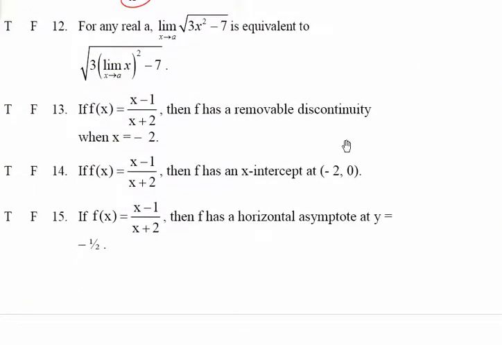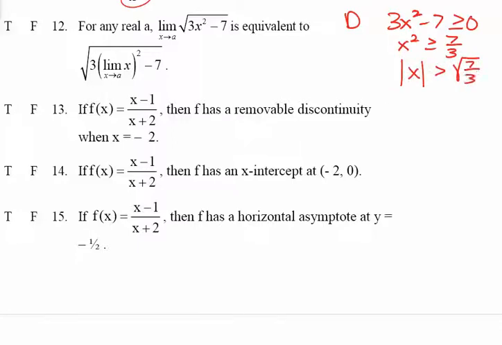In question 12, we have the limit of a square root. Well, we have a domain issue here. 3x squared minus 7 has to be at least 0. So let's make clear here that the absolute value of x has to be bigger than the square root of 7/3. Remember how you would have graphed that in algebra.